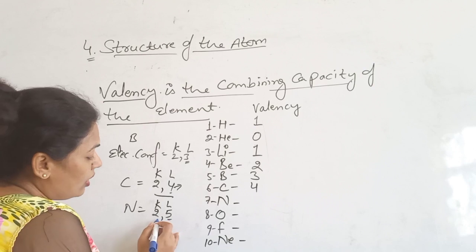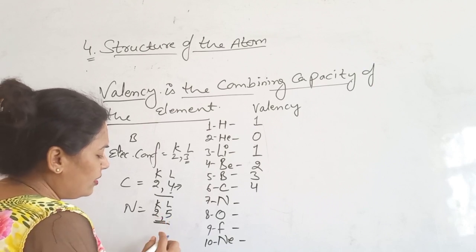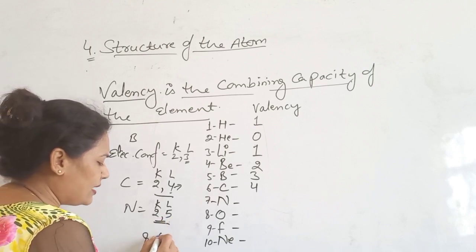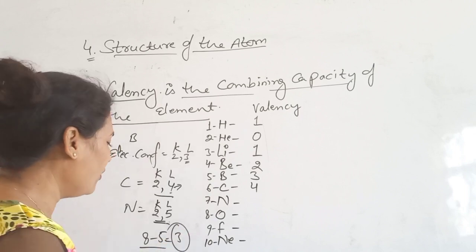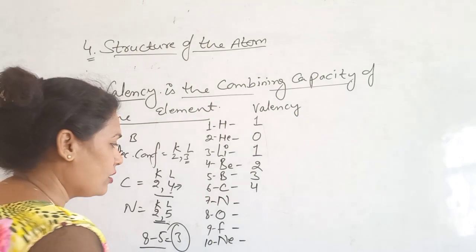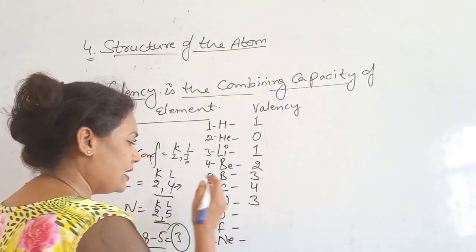Okay, so now what we will do, here we can do 8 minus 5, so we get 3. So 3 is the valency of nitrogen. Okay, so nitrogen has 3 valency.